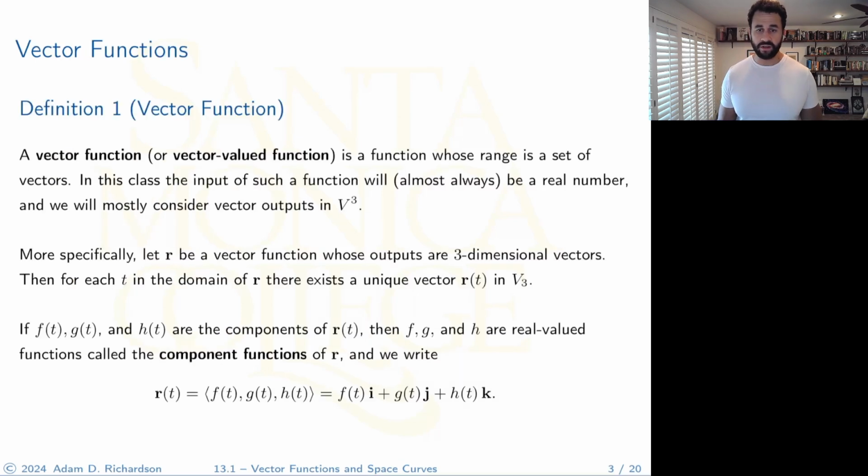Okay, so starting off with a definition, what is a vector function? A vector function, or sometimes called a vector valued function, is just a function whose range is a set of vectors. So the idea is that the output of these functions is a set of vectors. That's a vector valued function. In this class, the input of such a function will almost always be a real number, but really, you can talk about putting almost anything into a function as long as it's well defined. You can put vectors into a function, scalars into a function, functions into a function, as long as everything is copacetic and well defined. But for us, the input is almost always going to be a real number.